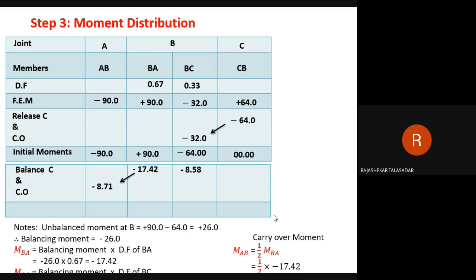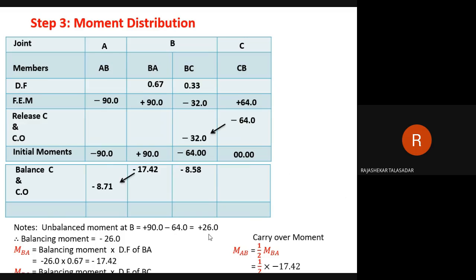I think in the initial stages I have told that. Only if the far end is fixed, the moment will be carried over by half the magnitude. If the far end is hinged, no moment will be carried over, whereas earlier we carried over because C was fixed. Is it clear? This is the difference between when the far end is simply supported and when it is fixed.